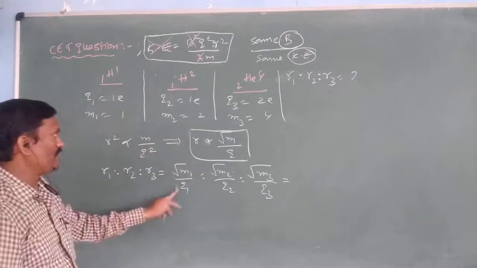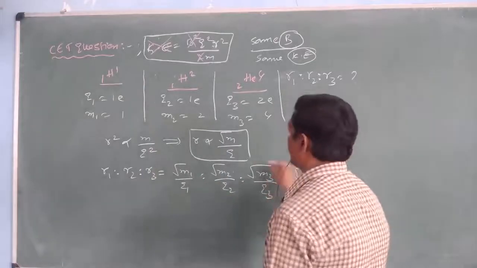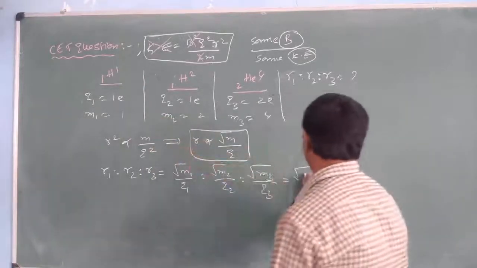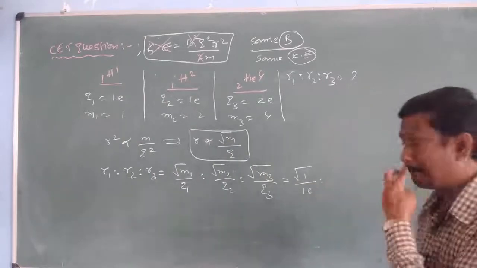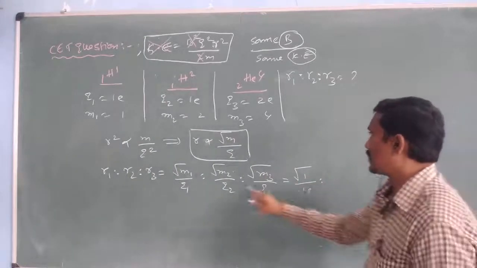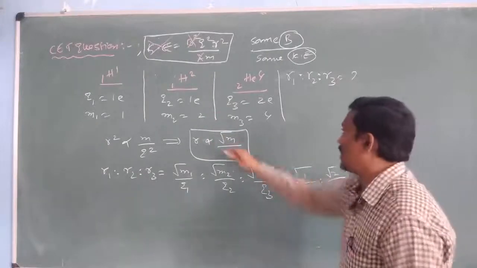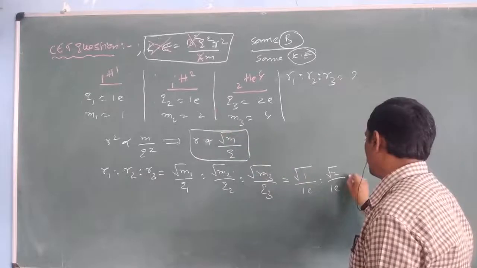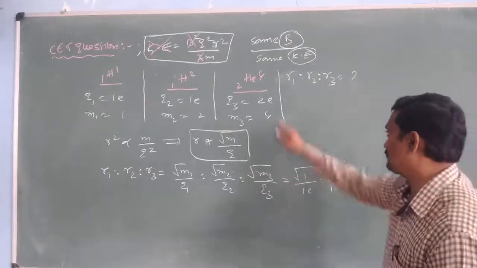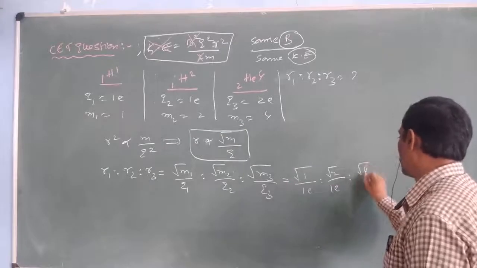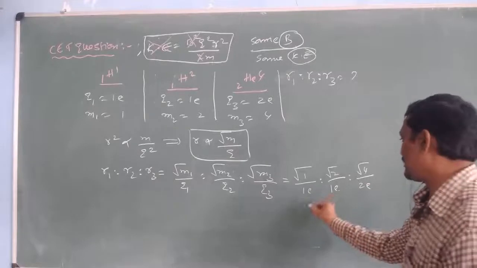We know the m values and we know the q values, so apply them. That is equal to first root m1. Root m1 means root 1 by q1, which is 1e, is to root m2 by q2. Root m2 means root 2, q2 means 1e, is to root m3 by q3. Root m3 is root 4, q3 means 2e. In all the denominators, e is cancelled.